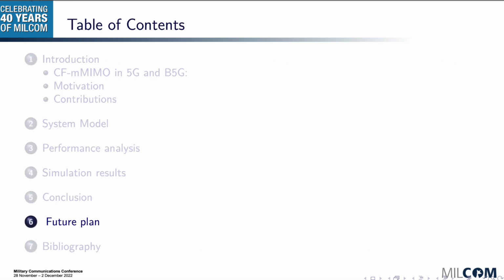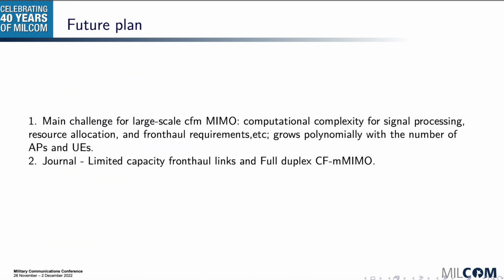So coming to the future plan, the main challenge for the large scale self-free massive MIMO is the computational complexity. Generally, the computational complexity for the signal processing, resource allocation, and fronthaul requirements grows polynomially with the increase in the number of access points and the user equipments. In our further research, we would like to consider the outage probability analysis considering limited capacity fronthaul links and full duplex self-free massive MIMO.